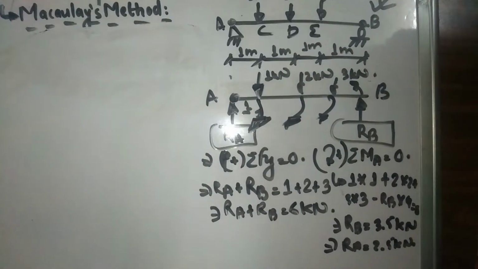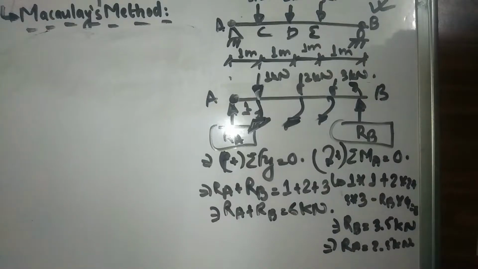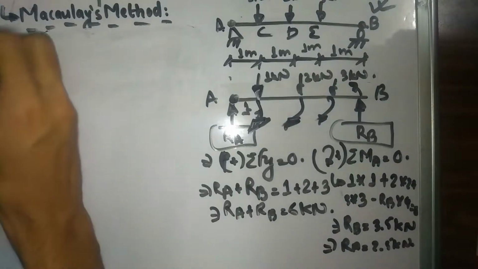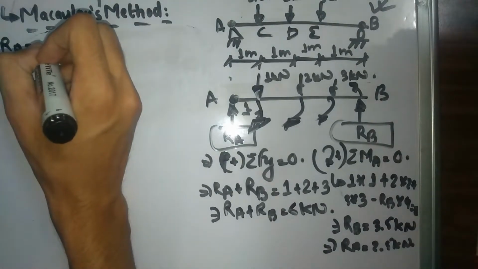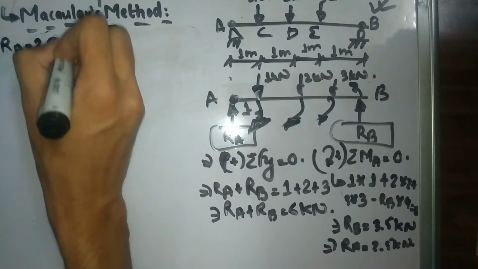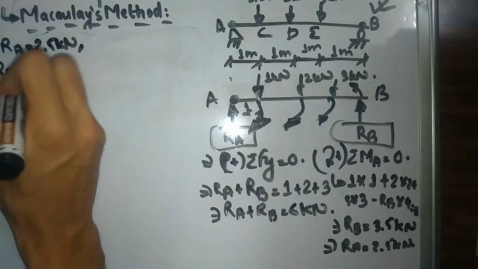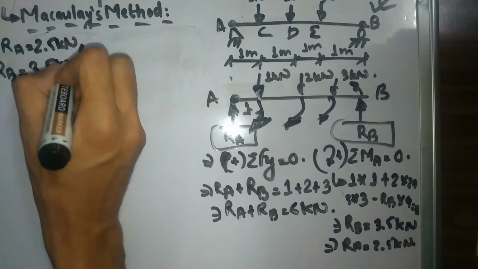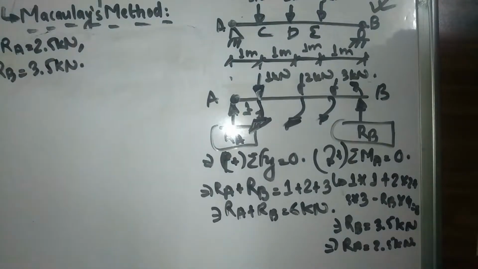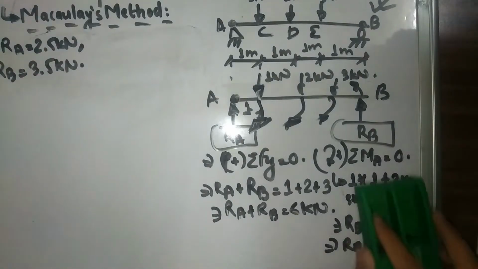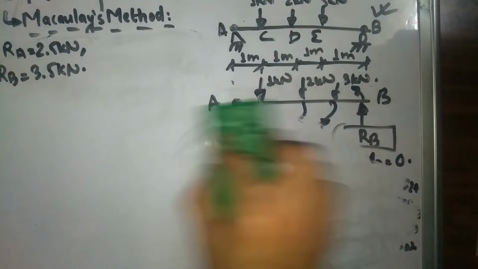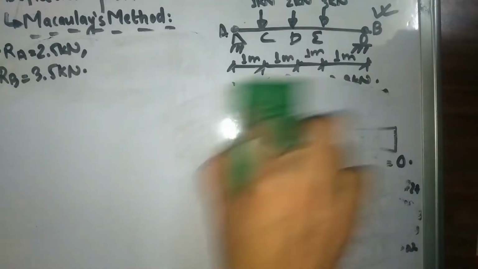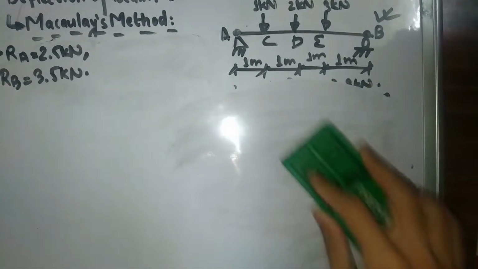Hope you are clear up to here. So let me rub all this part. From here, firstly my important part is going to be my reactions. RA equals 2.5 kilonewton, whereas RB equals 3.5 kilonewton. So my first and foremost step for Macaulay's method to determine the deflection of the beam is going to be the support reaction, and we have calculated our support reactions to be 2.5 kilonewton and 3.5 kilonewton. After this, we are going to move on to our next step.